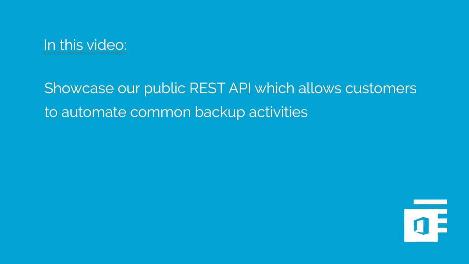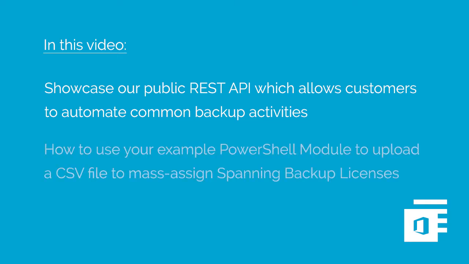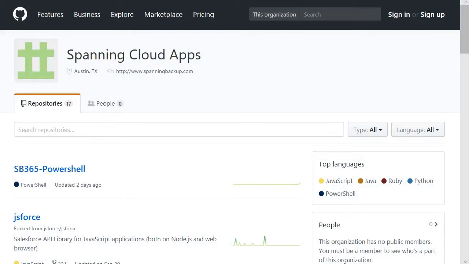In this video, we'll showcase our public REST API, which allows customers to automate common backup activities, like license assignment and unassignment. We'll show you how you can use our example PowerShell module that leverages our API to upload a CSV file to mass assign Spanning Backup licenses to specified users in your tenant. Let's get started.